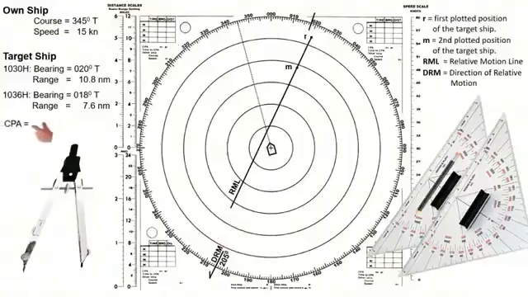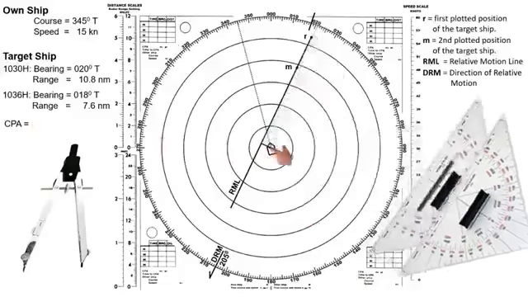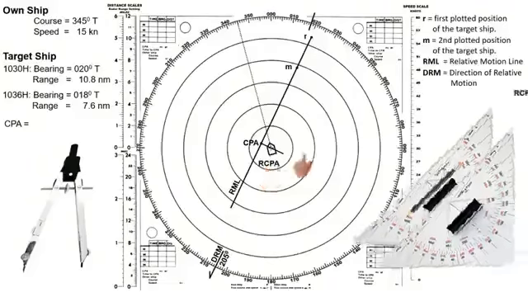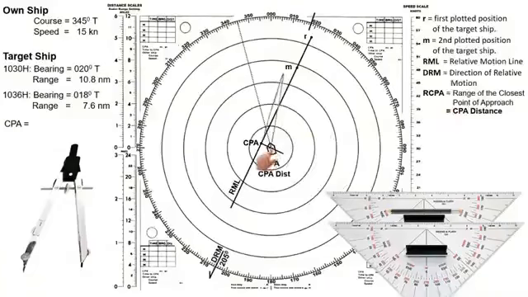To determine the CPA or closest point of approach, draw a line perpendicular to the relative motion line, extending to own ship's position. The point where this line intersects with RML represents the CPA, indicating the point where the closest distance between two vessels occurs, if both maintain their present courses and speeds. To determine the RCPA, or range of the closest point of approach, also referred to as the CPA distance, measure the distance from own ship's position to this point. In this case, the distance is 1.0 nautical mile.